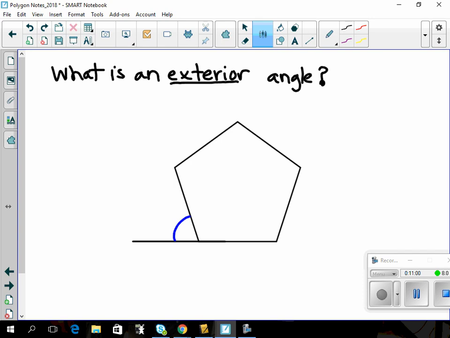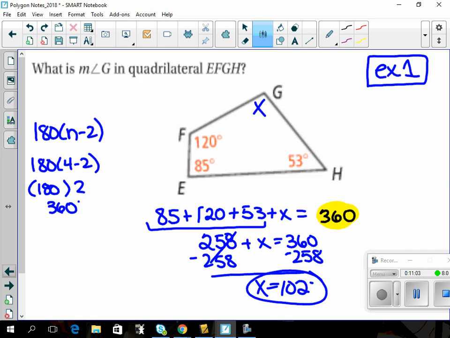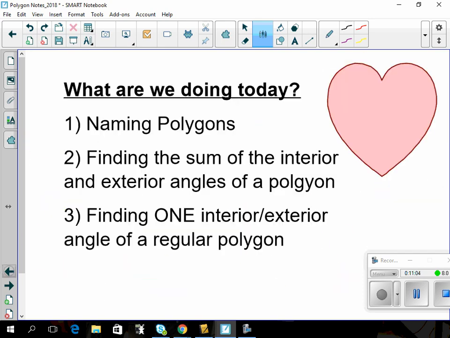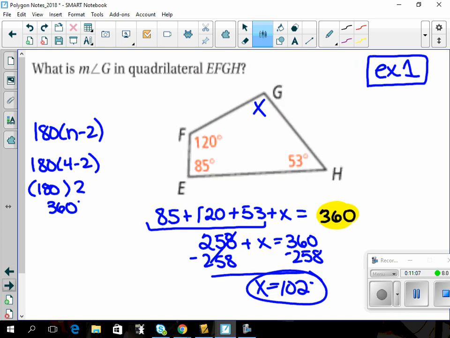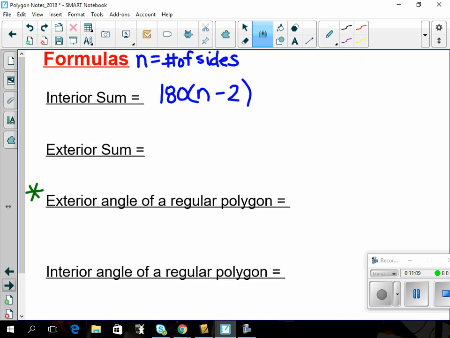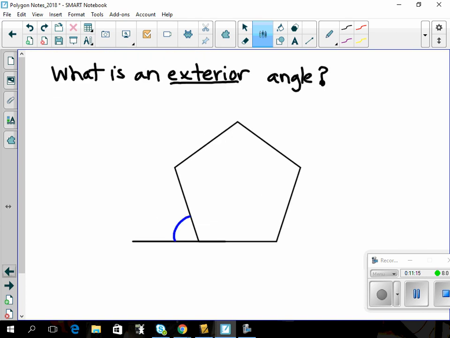Not yet. I'll tell you what we're going to do. Because on the formula sheet that we're looking at, maybe, where'd the formulas go? Hang on. There we go. Now I'm looking for the exterior sum. All right? So what I mean is this. If I were to draw all of the exterior angles, what would all these add up to be? Okay, I hear a whole bunch of different things.